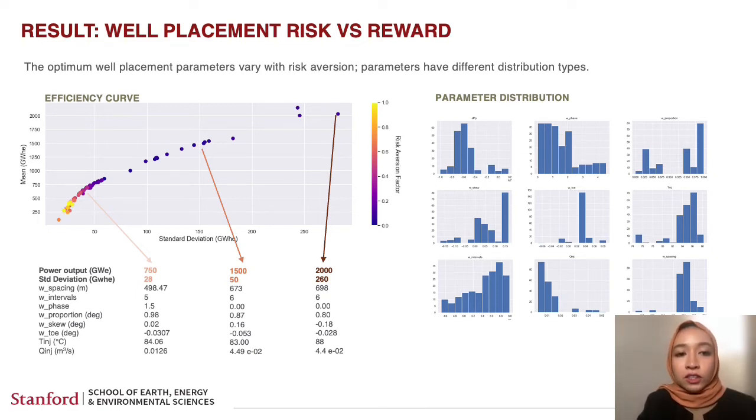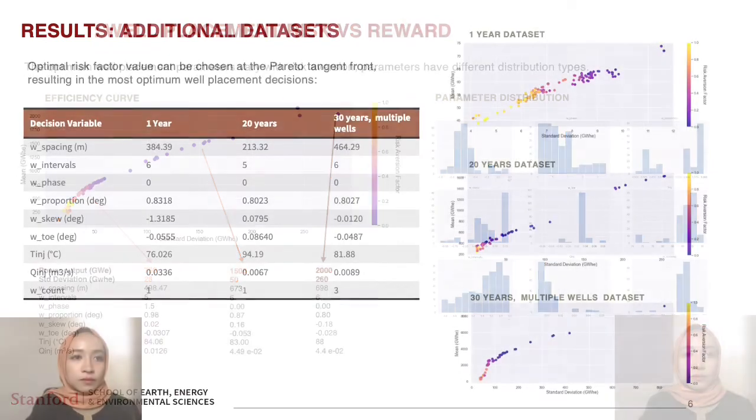In order to achieve that, here are your most optimum well parameters as well as the most optimum injection parameters. Similarly, if you have high risk aversion, meaning you have lower tolerance to risk, then you get a lower power output, but with much less standard deviation, so it is more precise. You can see here that the parameter distribution varies quite a lot across the risk factors. So it is very important for geothermal operators and decision makers to understand their risk profile and choose accordingly.